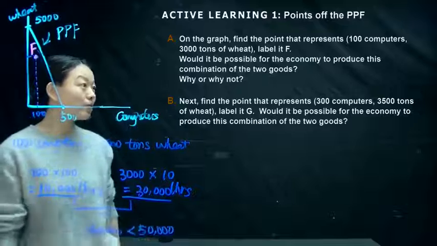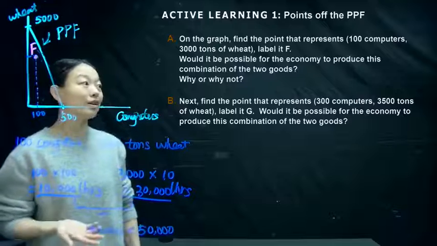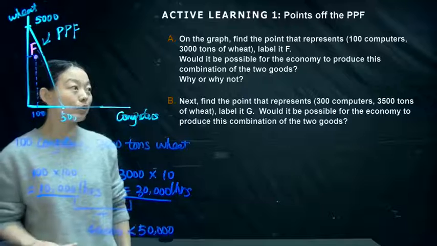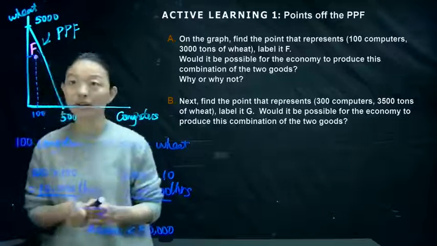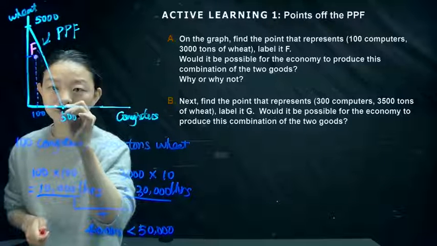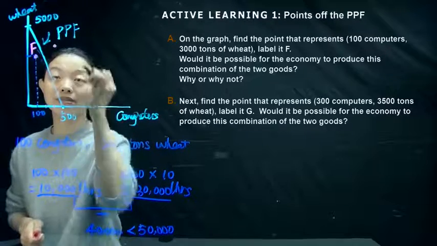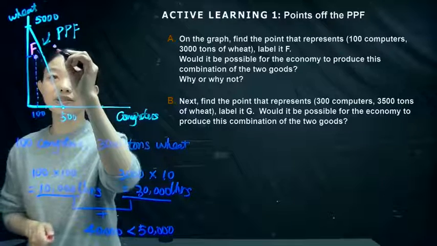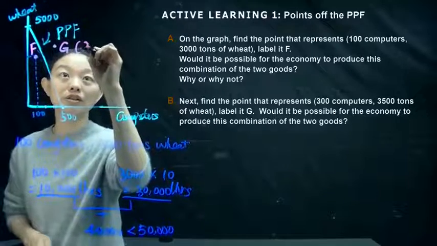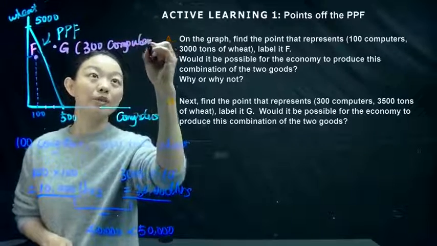And then for the next point, please find the point that represents 300 computers and 3,500 tons of weight and label it as G. Would this point be available to produce or not? So similarly, we can find 300, maybe at this one, and then 3,500 tons of weight. So this is point G. You can notice that this point G is already outside of the PPF, right?